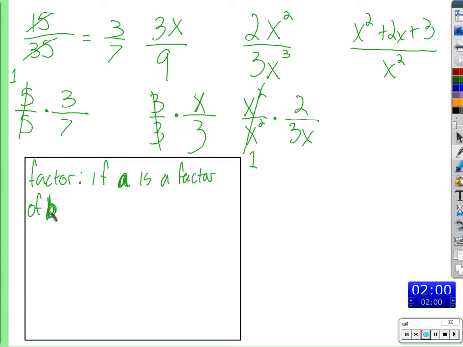We're just talking about two things, two numbers, two expressions, whatever they are. And in this case, we're hoping x squared is a factor of this guy, also a factor of this guy. So, is x squared a factor of, say, this? That's what we're trying to figure out. If A is a factor of B, then, okay, you tell me. If A is a factor of B, then what must be true?